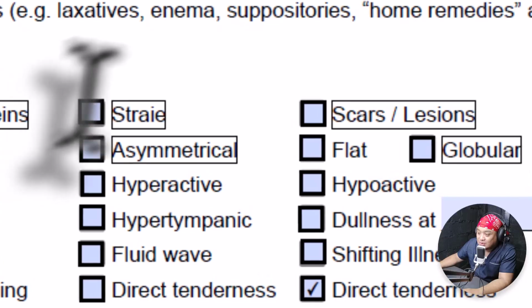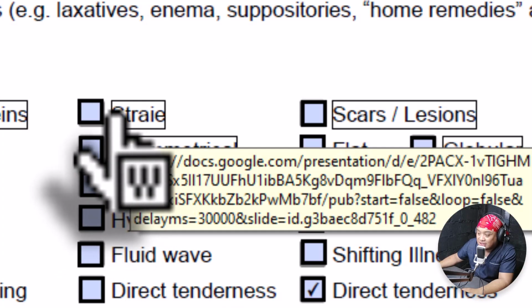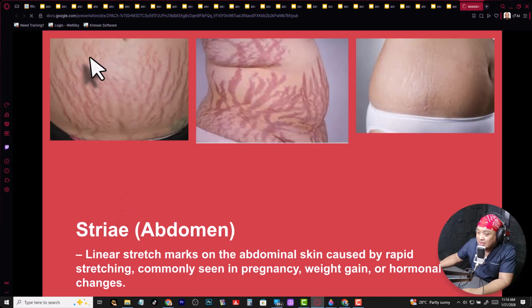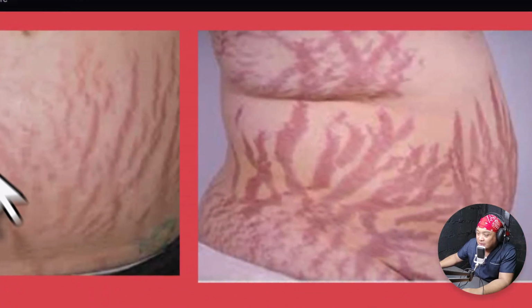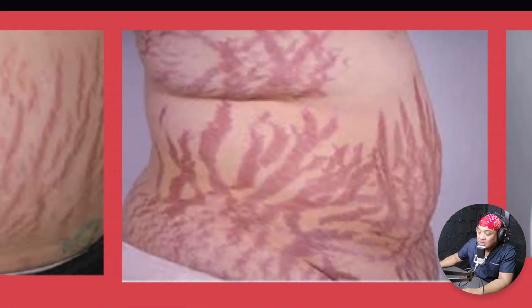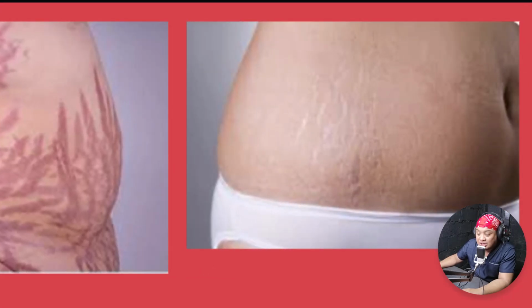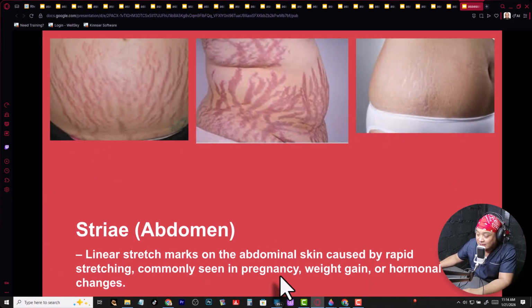Okay? Now let's move on to the striae. So we're going to click on this one, and of course the striae, just click this one, and then I'll show you. So for striae we have an example here. Let me just, oh, there you go. You can see on the abdomen there are colored lines. So those are linear stretch marks on the abdominal skin caused by rapid stretching, commonly seen in pregnancy, weight gain, or hormonal changes. Okay? But slowly they will fade, guys. Don't worry about it, girls.